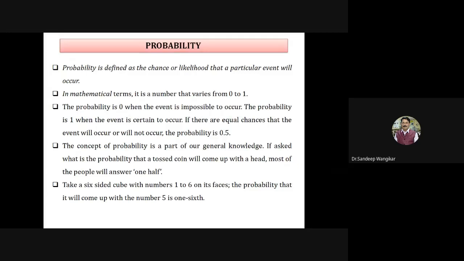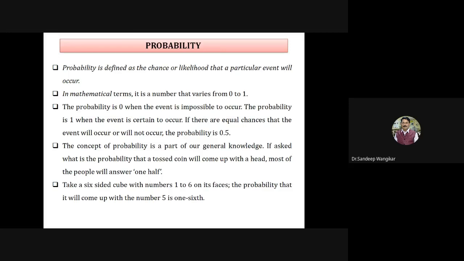So if a coin is tossed, there are two chances, either head will be there or tail will be there. Generally we can say people will answer with the probability of coming head or coming tail. What will be the chances that head will be there? 50%. What are the chances that tail will be there? 50%. So 1/2. So I can say here the probability is 0.5.